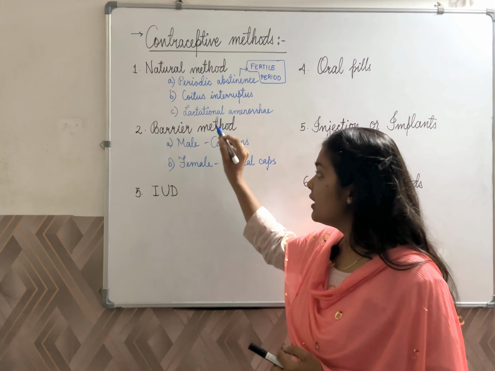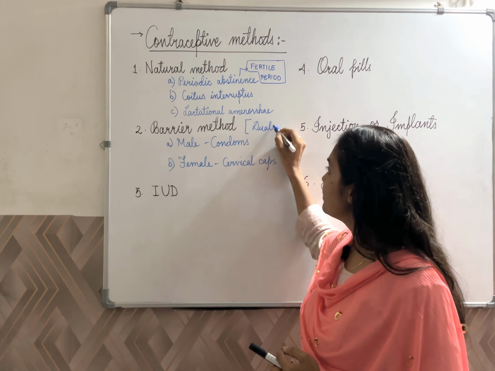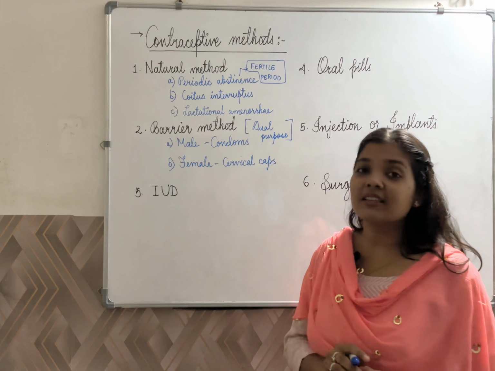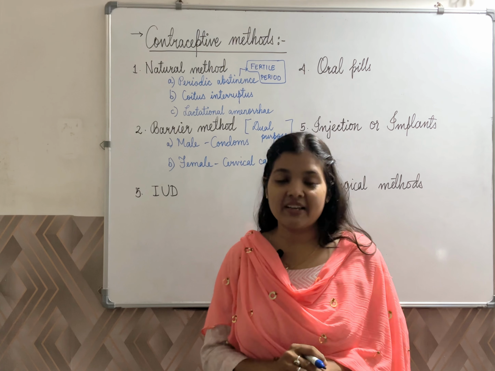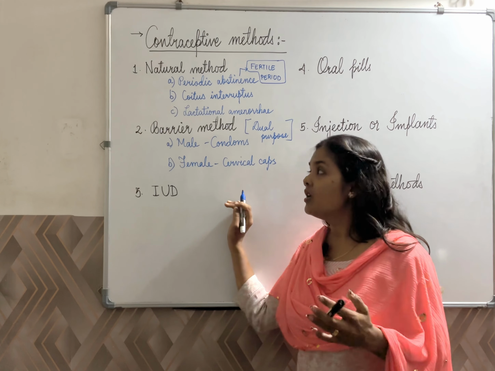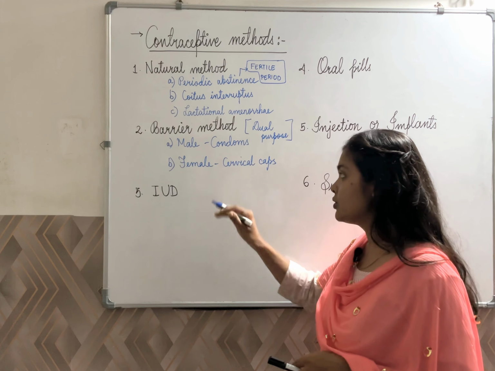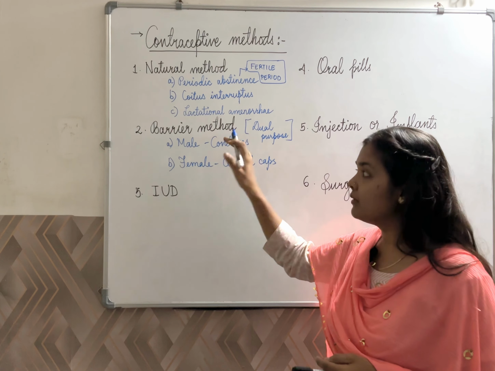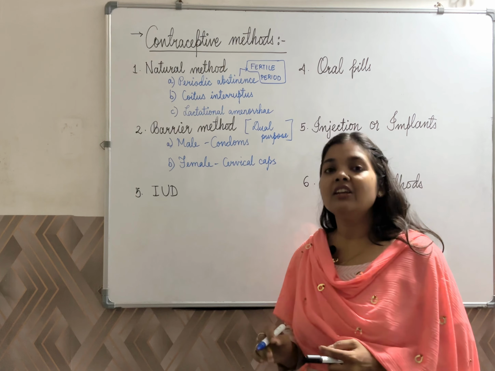Next comes the IUD. But one more thing can be added over here. The barrier method serves a dual purpose. It not only helps in providing contraception, but at the same time it prevents the contraction of STDs, sexually transmitted diseases. Any kind of RTI, reproductive tract infection, or sexually transmitted disease can be avoided by using the barrier method. So this is one of the safest methods, although it is not 100% effective, it helps in these two different ways. Next comes IUD, intrauterine device.